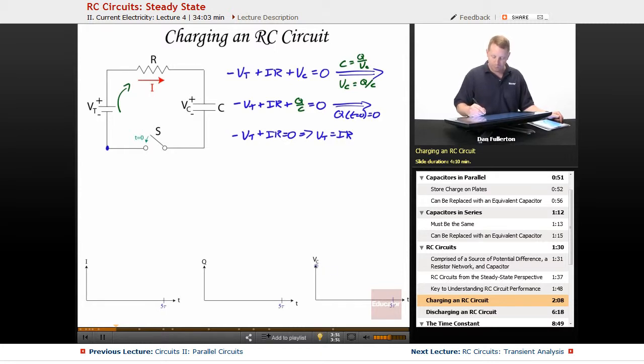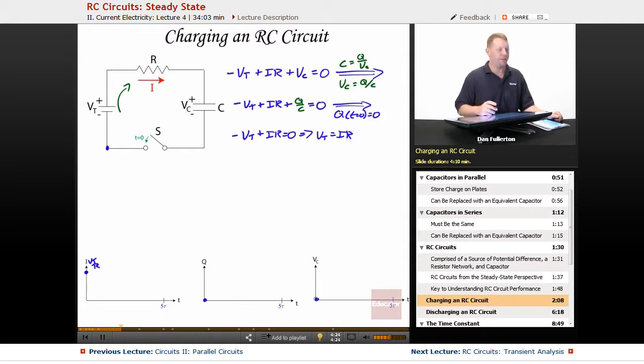So if we were to do our plot of the different things we have down here, initially, the current flowing through our circuit is going to be VT over R. So we can make one point over here for the current through our circuit and call that VT over R at time equals 0. We also know the charge on our capacitor at time equals 0 is equal to 0. And we also know the voltage across our capacitor, because Q is 0, must start at 0. So there's our initial analysis.